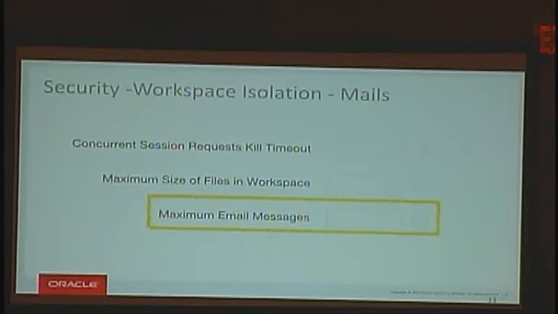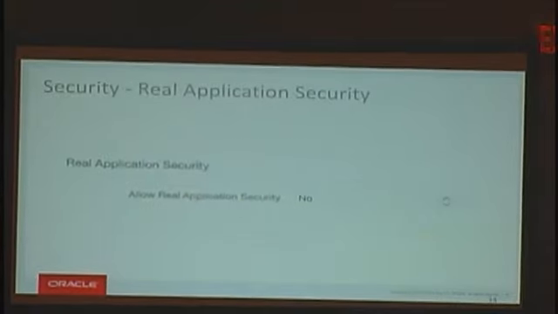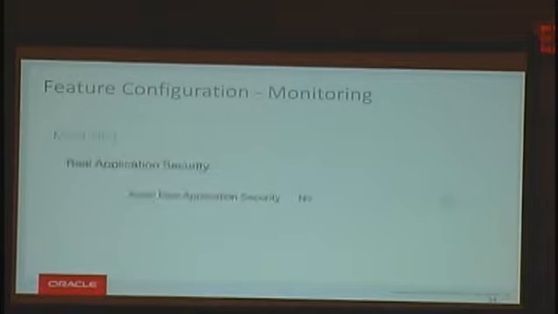And you can do the same for maximum emails, just to prevent somebody from spamming and sending out too many emails. That's on a daily basis. So if you specify here, for example, 1,000, then you can send out 1,000 emails from that workspace. You can also use real application security. Probably that's very advanced. Have a look at the documentation about that. You can now use that with an Apex application.